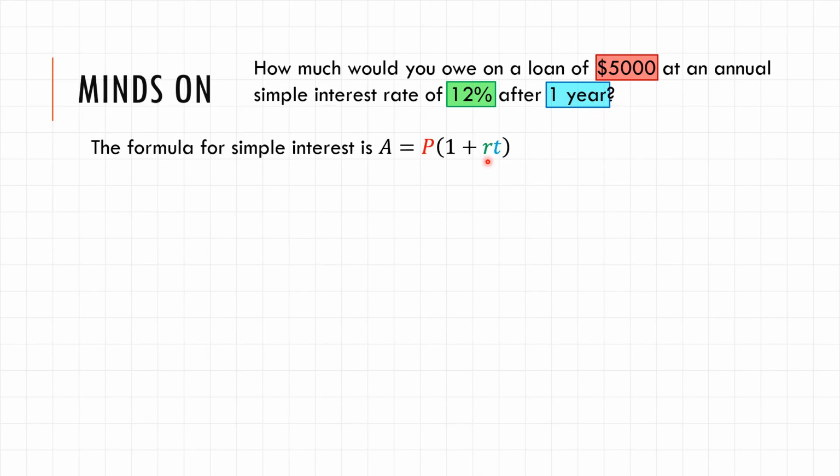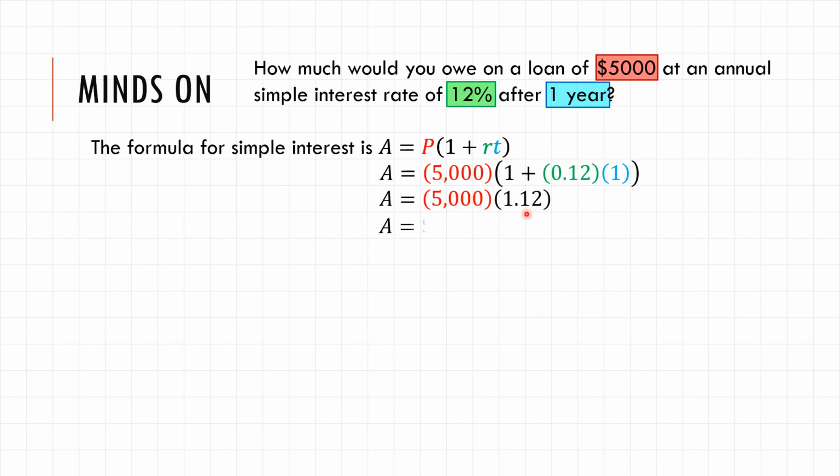And those three variables will get slotted in right here, and we will calculate the amount that you owe as A. So this would be 5,000 times 1 plus 0.12 times 1, which means the loan that we took, the $5,000, is going to grow by 12% after 1 year. The size of it is going to go up by 12%, so we could just multiply it by 1.12 to get 5,600.